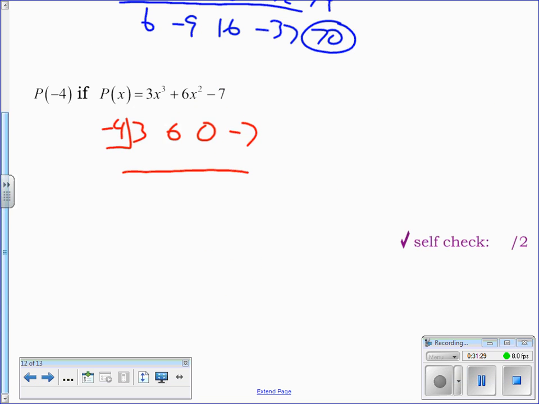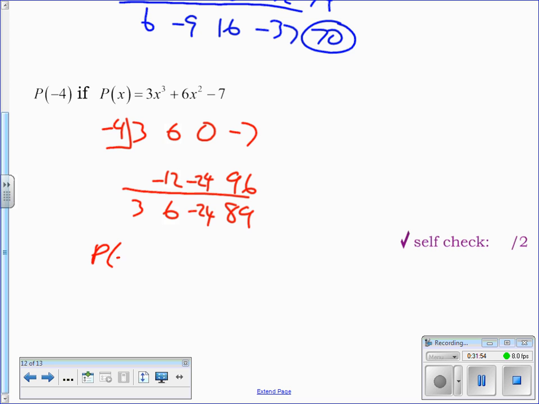Extend the page. So I'll bring down the first one, 3. Actually, let's give myself a little more room to work. Bring down the 3. So I get -12. And I get 6. -24. 4 times -24 is 96. Add them together, I get 89. So P of -4 is 89.